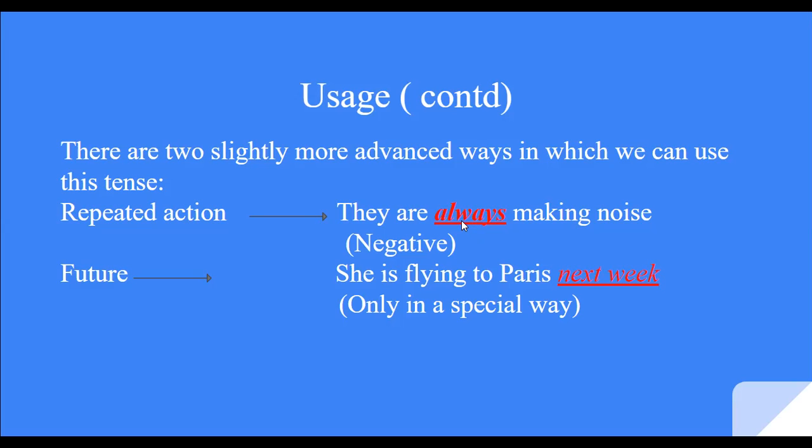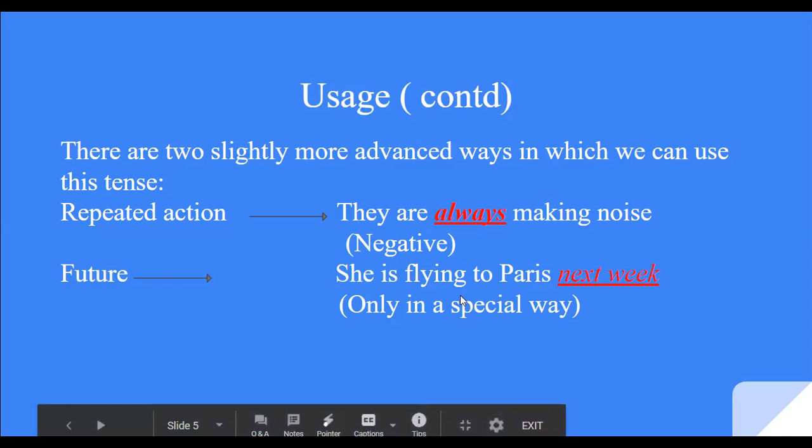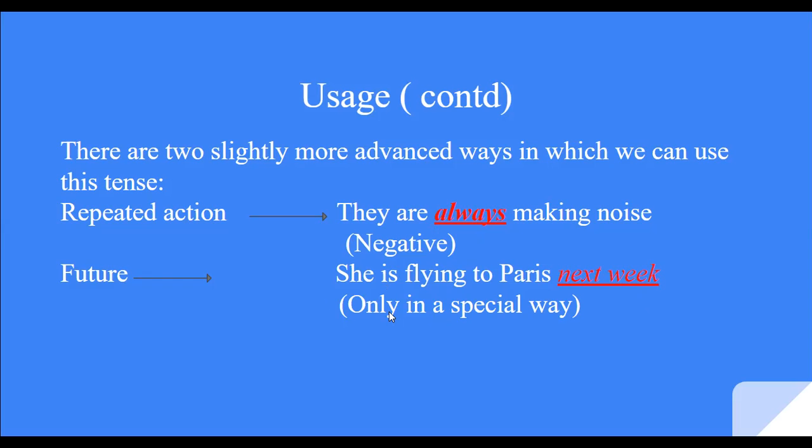We can use this in an advanced way for the future. Though, of course, present continuous tense cannot really be used to talk about something that's happening in the future, in this case there is an exception. It says, "She's flying to Paris next week." Now, this is only used in a special way.